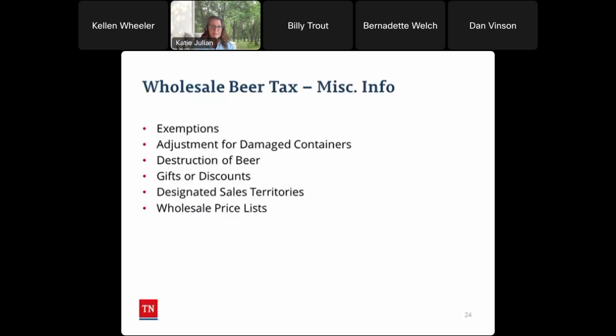Some miscellaneous information about the wholesale beer tax that we're not going to go into detail today, but just wanted to show you here that there's information about each of these topics in the manual. Exceptions, adjustments for damaged containers, destruction of beer, gifts and discounts, designated sales territories, and wholesale price lists. If you're engaged in the sale of wholesale beer, again, I highly recommend you going to our alcohol tax manual that we linked over to on one of those first few slides, and reading more about these topics.